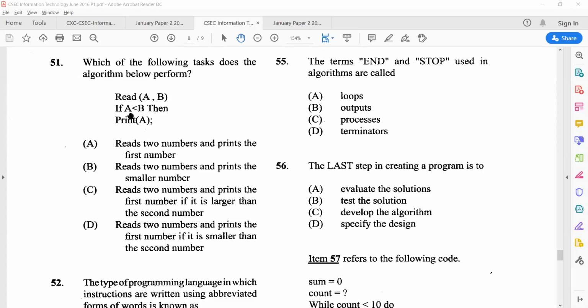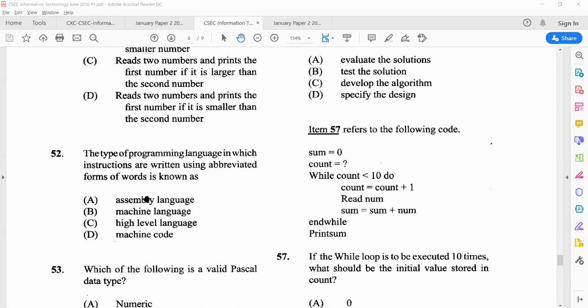Let me see. It reads two numbers. It's going to print the first one if it's larger. No, that's not right. So let's look at D. Reads two numbers and prints the first if it is smaller than the second. And that's exactly what it's doing. It's reading two numbers. If the first number, or A, is less than B, it's going to print the first number. Okay, so the answer for 51 is D.